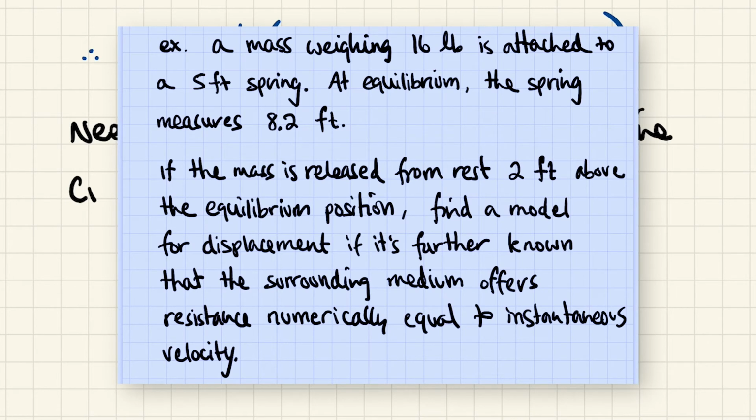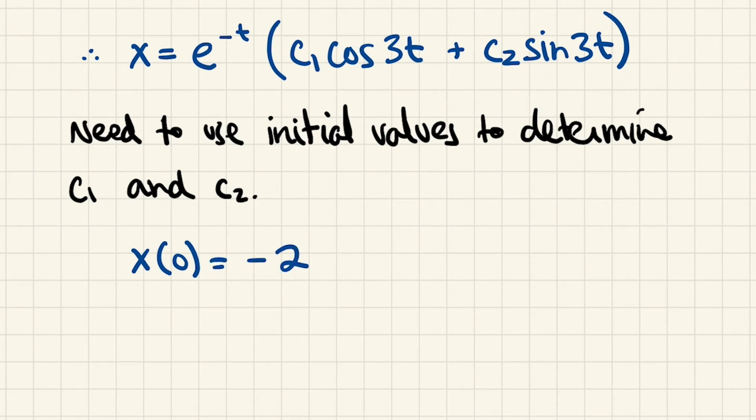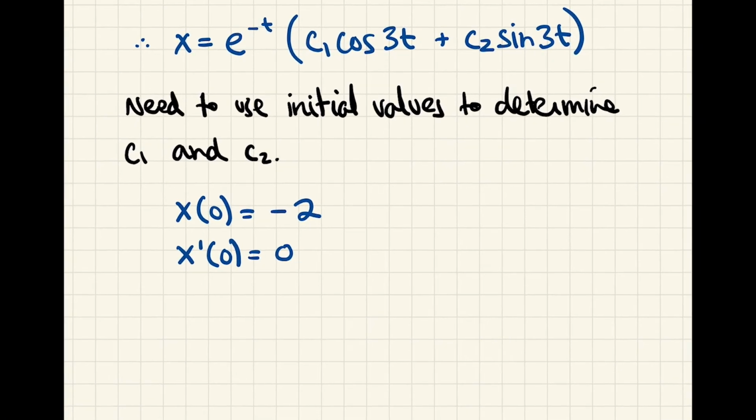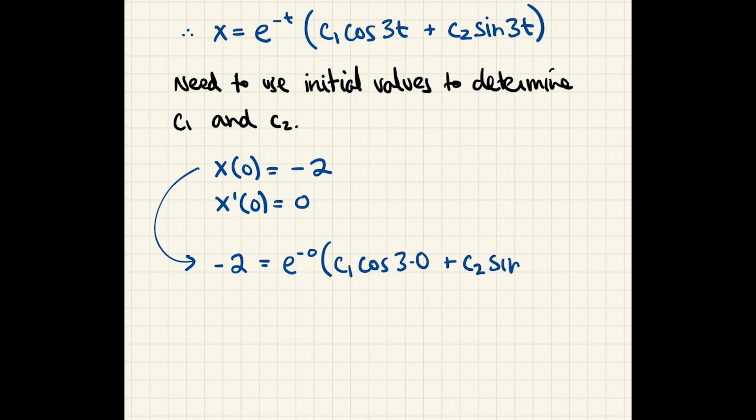Okay, so the mass was released from rest 2 feet above the equilibrium position. That means at time 0, the position was -2. And being released from rest means that the first derivative at time 0 is equal to 0. The velocity at 0 was 0. So very good. We're going to need the first derivative. Let's worry about that in a minute, though. Let's just plug in this point right here. So we have -2 is equal to e to the -0. Of course, that's just going to be 1. c1 times cosine of 3 times 0 plus c2 sine of 3 times 0. So that's 0, and what we get is just -2 equals c1.